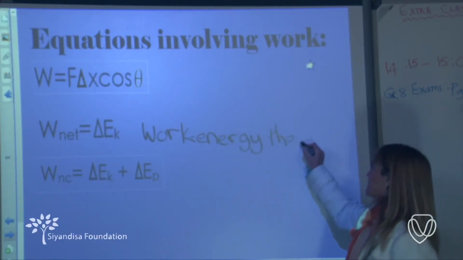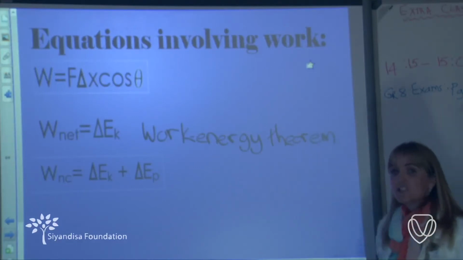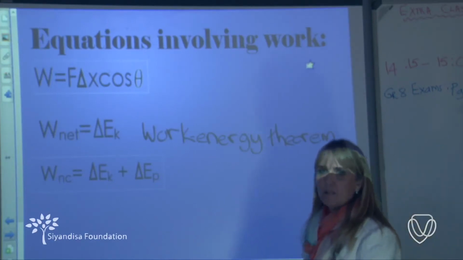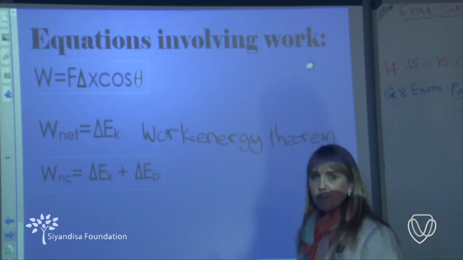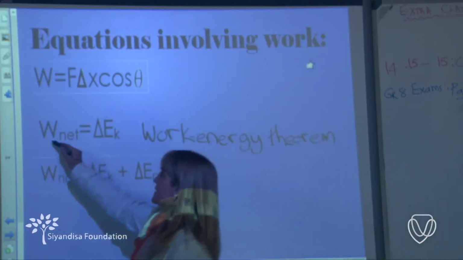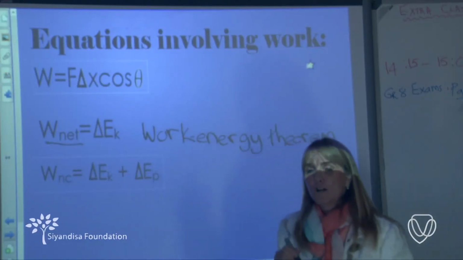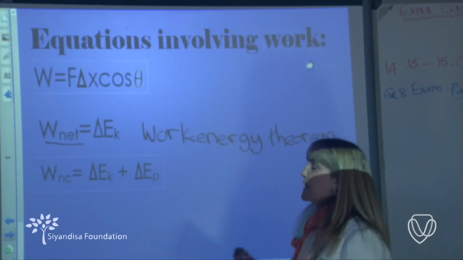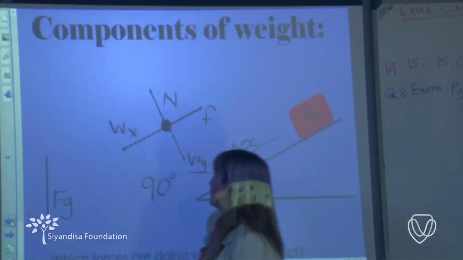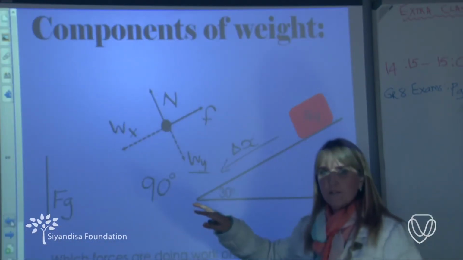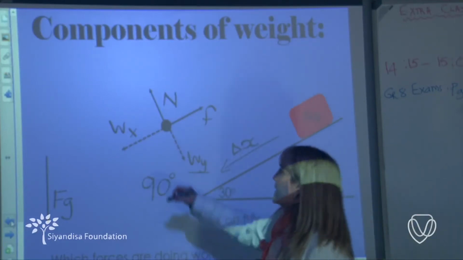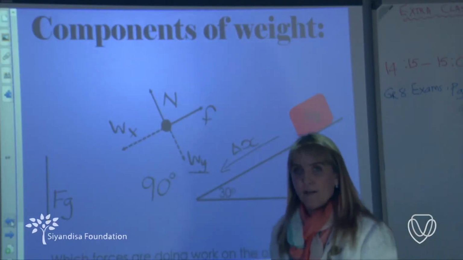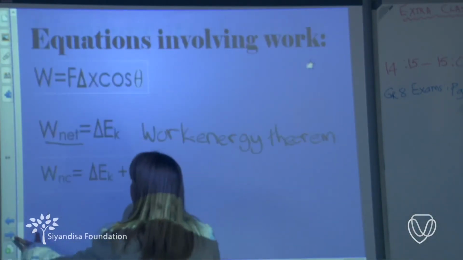It is given in your exam guidelines, both the definition of the work energy theorem as well as the equation. So Wnet is equal to delta EK. The most important thing to remember here is that it is Wnet. In other words, the sum of the work done by all the forces acting on the object. So in our previous example, we had a number of forces that were doing work on the object. If I calculate the work done by Wx and friction, and I add them together, I will get the net work done by the forces.